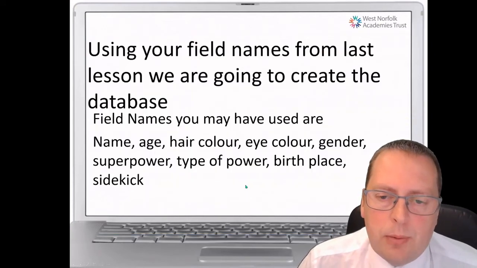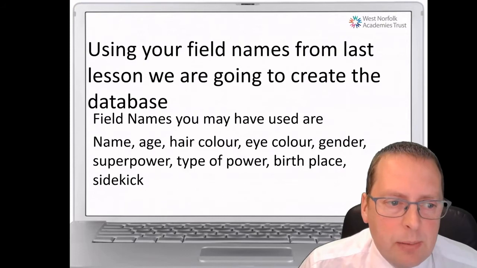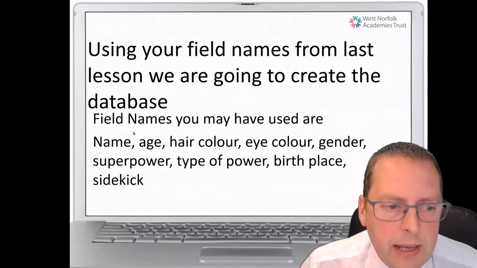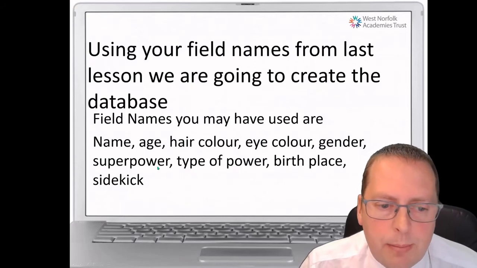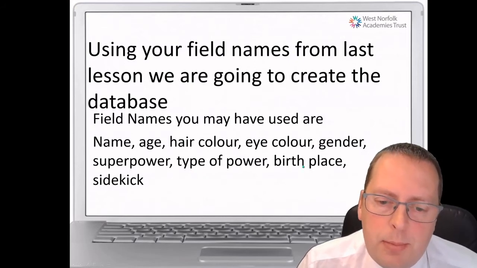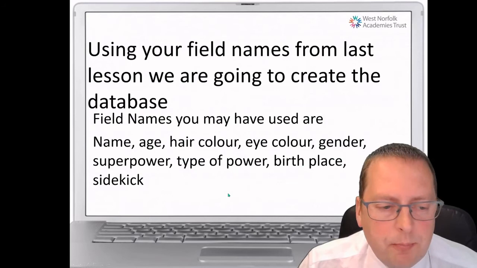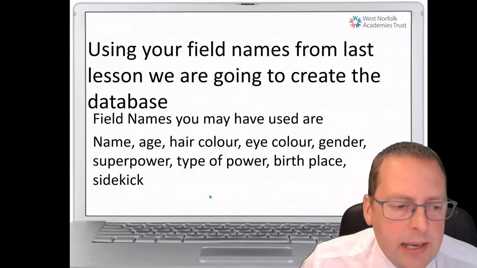So we're going to build up your database using the field names that you chose last week about your superheroes, and you might have name, age, hair colour, eye colour, gender, superpower, type of power, birthplace, and sidekick. You might have other fields that you want to add in.